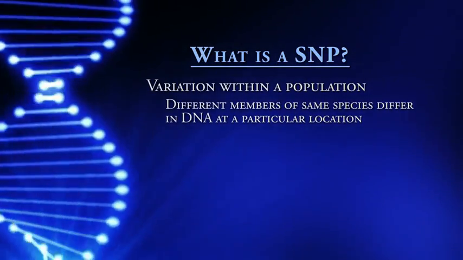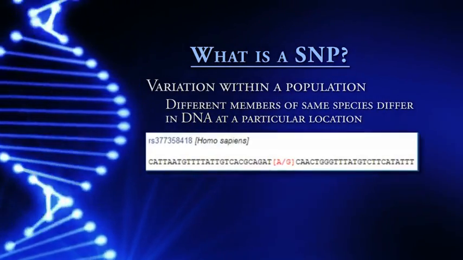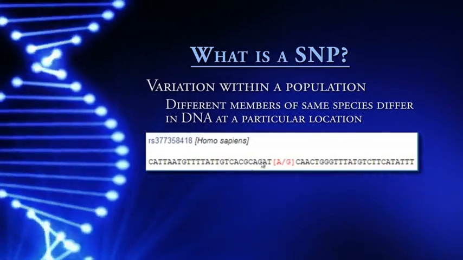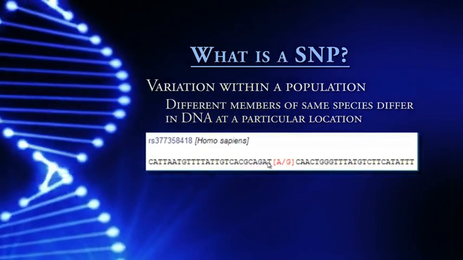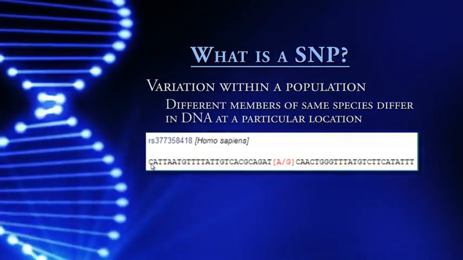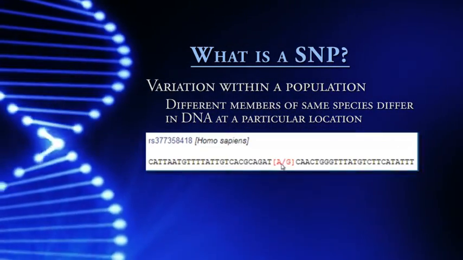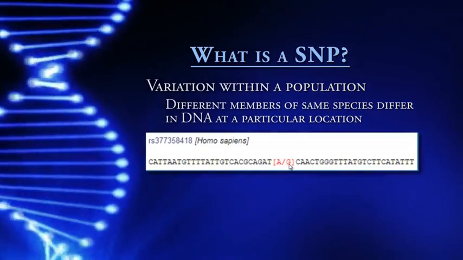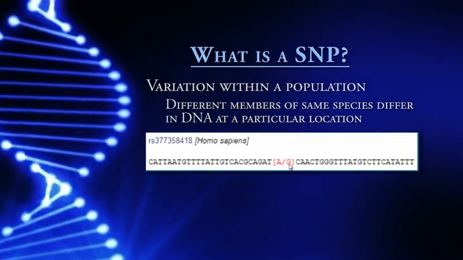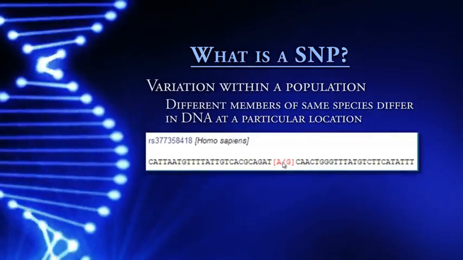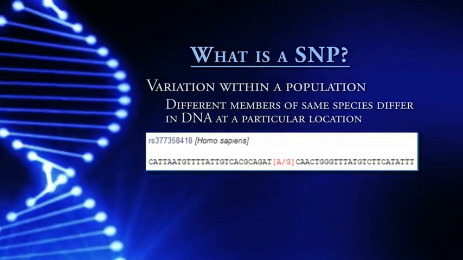Here is an example of a particular SNP. Here is a particular DNA sequence, so in black is the common sequence that humans have. It begins with CAT, and then over toward the red bracket is GAT. A/G means that some people have an A at that position and other people have a G. And there is the SNP. The A/G variation is the single nucleotide polymorphism, followed by the CAA and the rest of that DNA sequence.